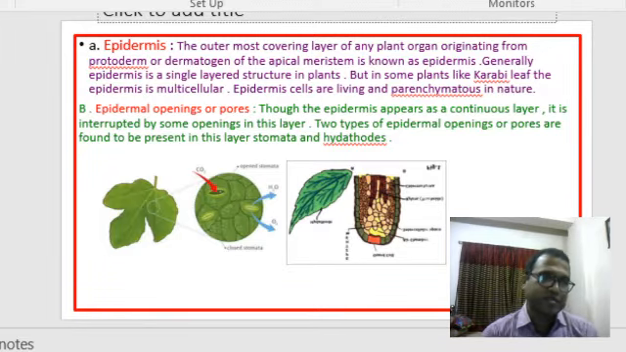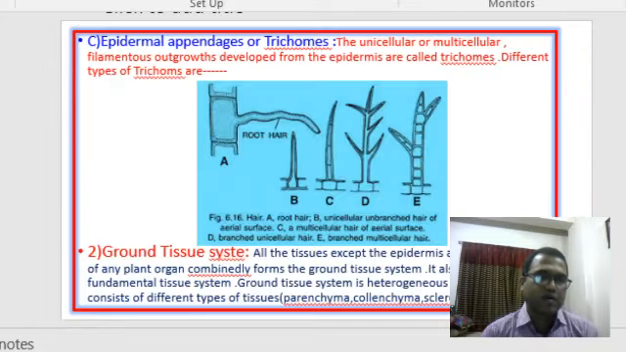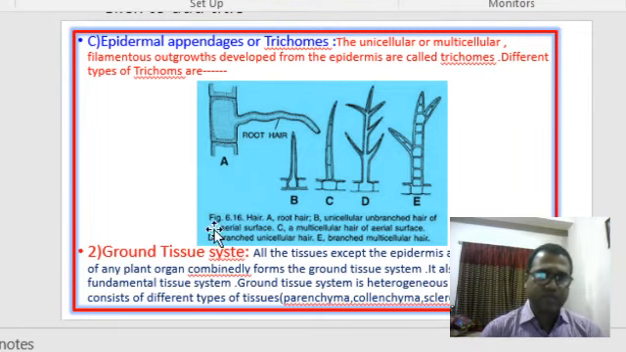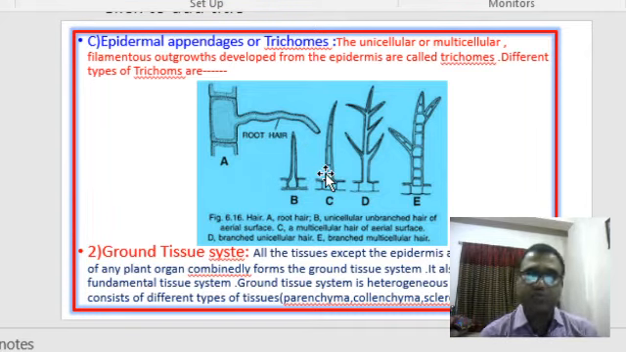Next, what is epidermal appendage or trichome? The unicellular or multicellular filamentous outgrowths developed from the epidermis are called trichomes. Different types of trichomes are found. The first type of trichome is found in root. This is basically unicellular, but in dicot stem, these trichomes are multicellular, and different types of trichomes are given here.